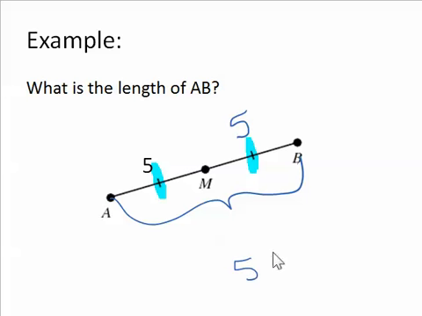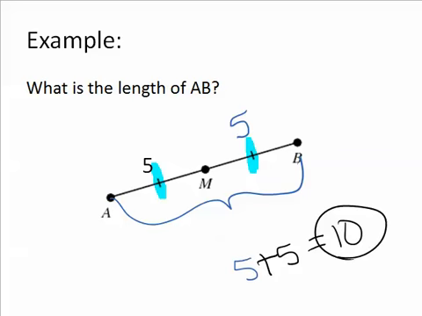So 5 plus 5 equals 10. That is the length of AB.